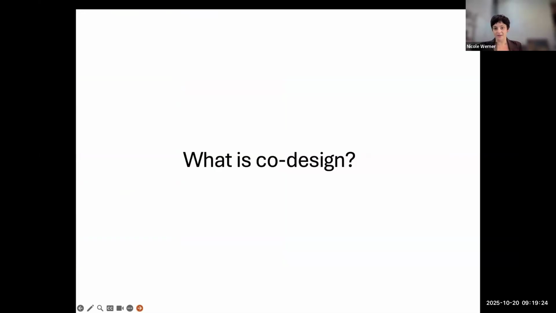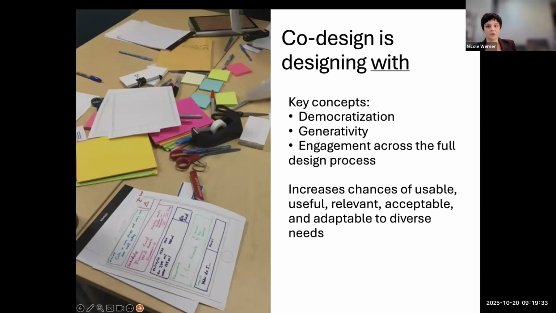I want to start off now by talking about what is co-design, because I think this is actually pretty murky for some people. I'm sure many of you have this definition, but I like to start out with it because I think it's really key here. So co-design is designing with, and I often think of there being three key concepts for co-design that need to be there to be able to call it co-design. One of those is democratization. So really the sharing of decisional power among everyone, not just the research team.